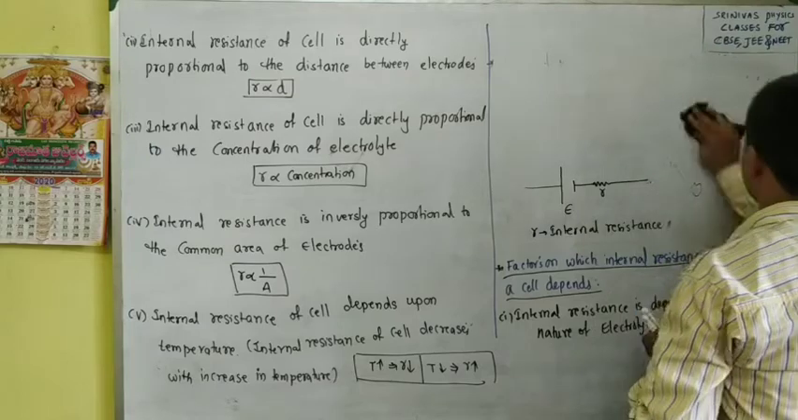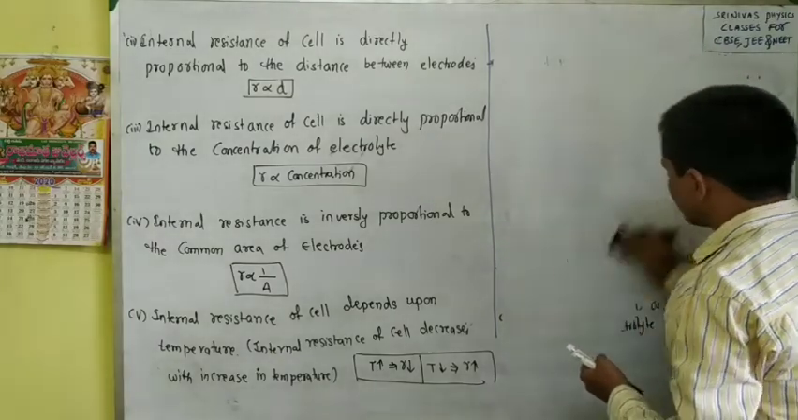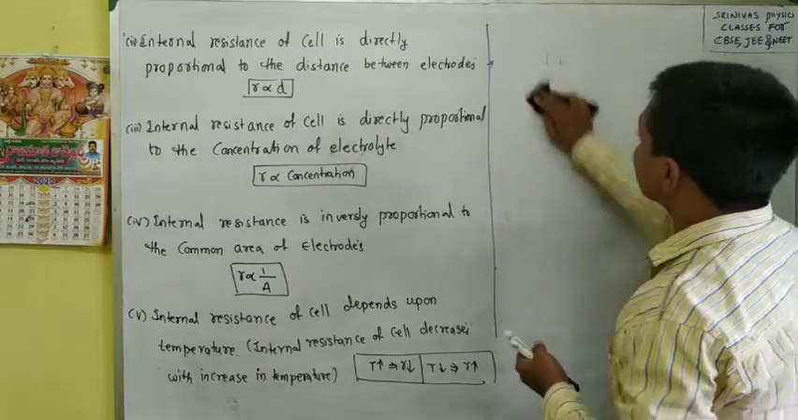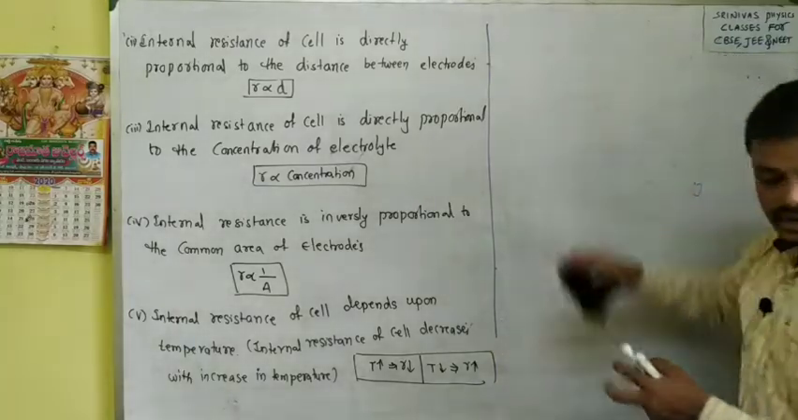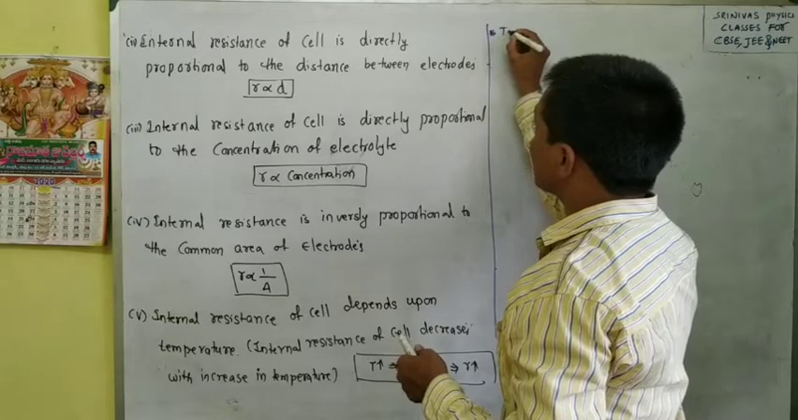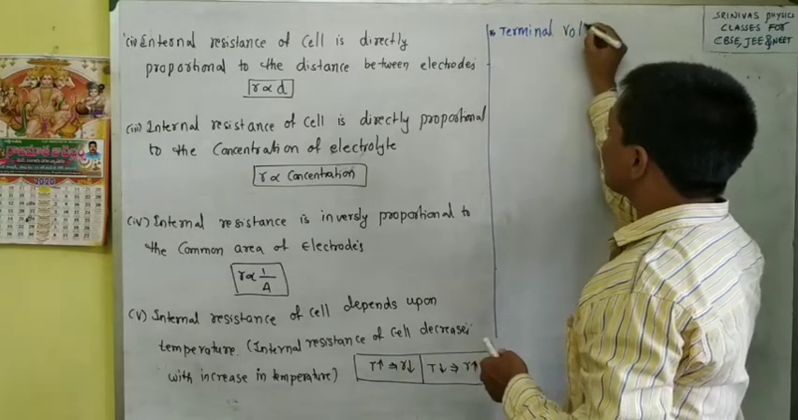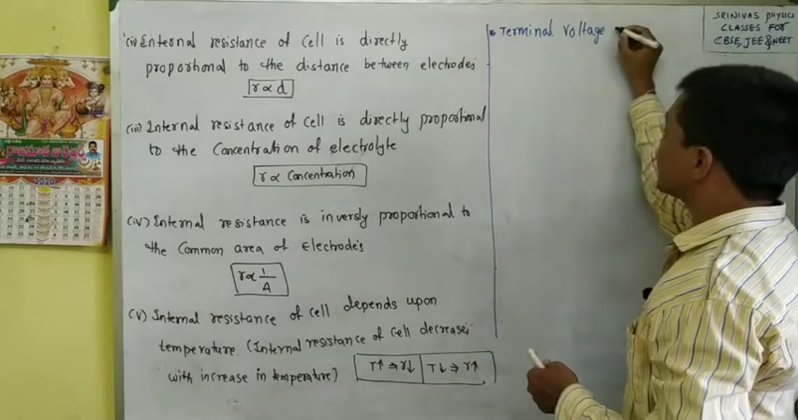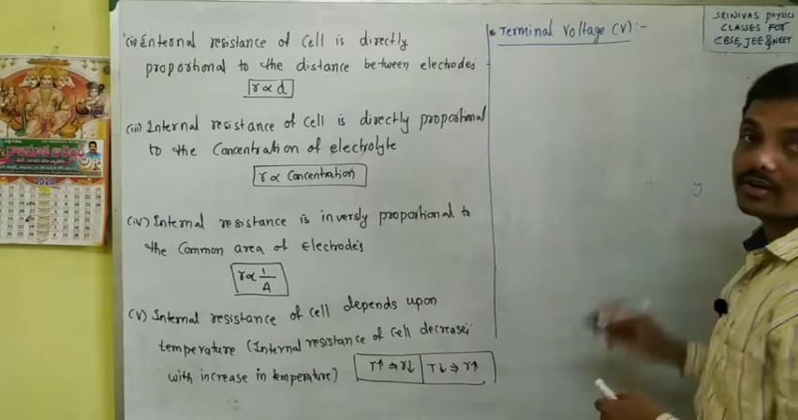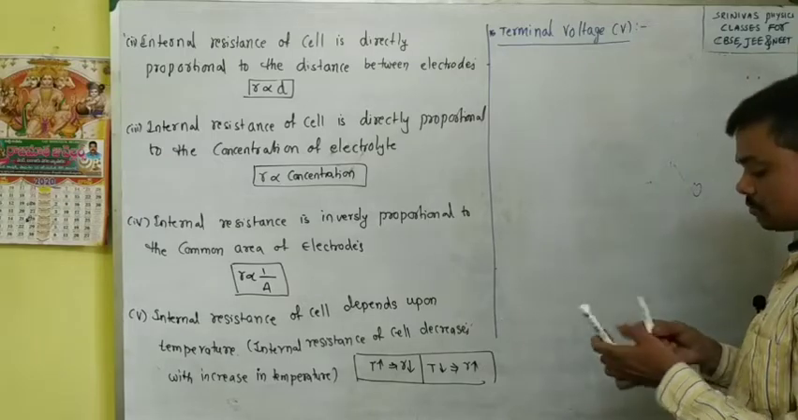Now I am going to tell about the terminal voltage. What is the terminal voltage? The cell has two terminals. What are they? Positive and negative. And what is the terminal voltage? Let us see. This is V. Voltage or potential difference are the same. The terminal voltage or the potential difference is the same.